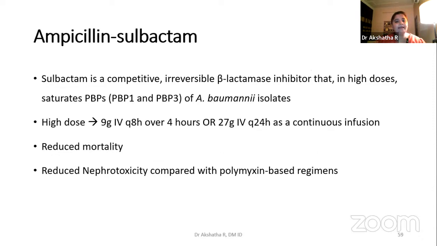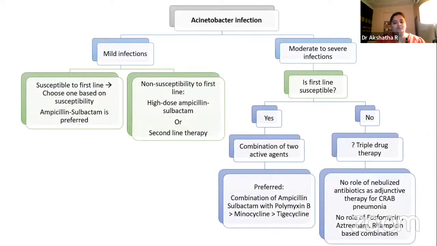So why are we giving sulbactam? Sulbactam is a competitive and irreversible beta-lactamase inhibitor, and in high doses it will saturate the PBPs, that is PBP1 as well as PBP3. You have to give a high dose, that is 9 gram overall of ampicillin sulbactam, or if you are giving plain sulbactam, 3 gram Q8 early over 3 to 4 hours, or you can give 27 gram IV Q24 early as a continuous infusion. This is known to show reduced mortality and reduced nephrotoxicity.